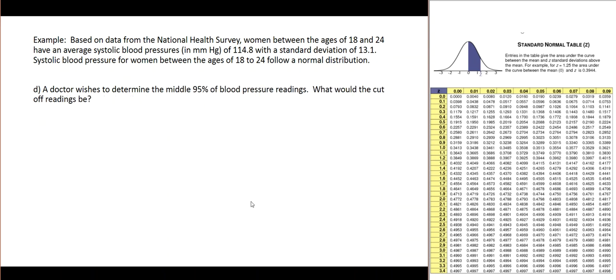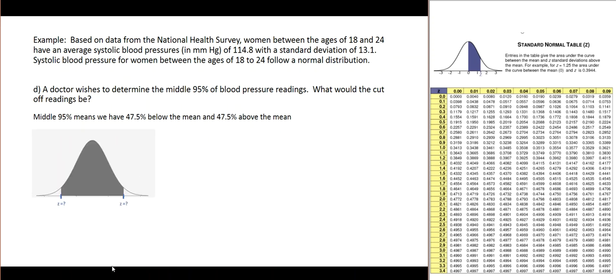Okay, last one here. A doctor wishes to determine the middle 95% of blood pressure readings. What would the cutoff readings be? So again, this one doesn't give a sample size, so we don't have any of that square root of n in this problem. The middle 95% means that we have 47.5% below the mean and 47.5% above the mean. So we're just splitting it right in half down the middle. Let me draw a picture. So we have exactly symmetric area. This whole thing is 95% or 0.95. And if I were to draw a line right up the middle here, we'd have 0.475 over here and 0.475 over here.